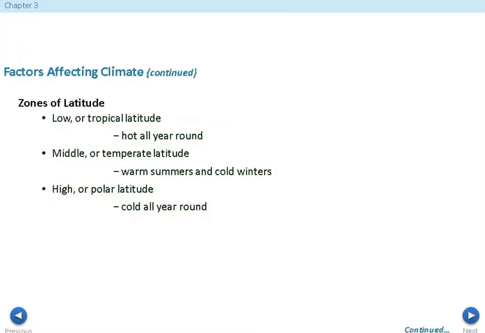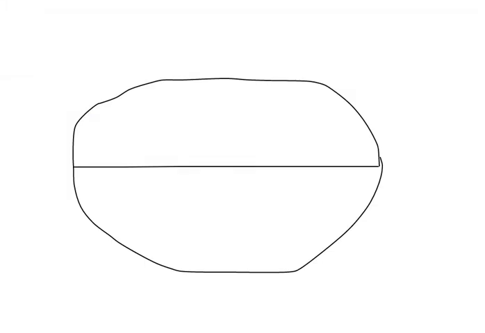Now there are zones of latitude. There's low or tropical latitude, middle latitude, and high latitude. Low latitude is hot all year round, middle latitude has warm summers and cold winters, and high latitude is cold all year. If we go back to the drawing of the Earth right here, you're going to see the equator here. This is a low latitude because if you think of what the actual latitude number of the equator is, it's 0.